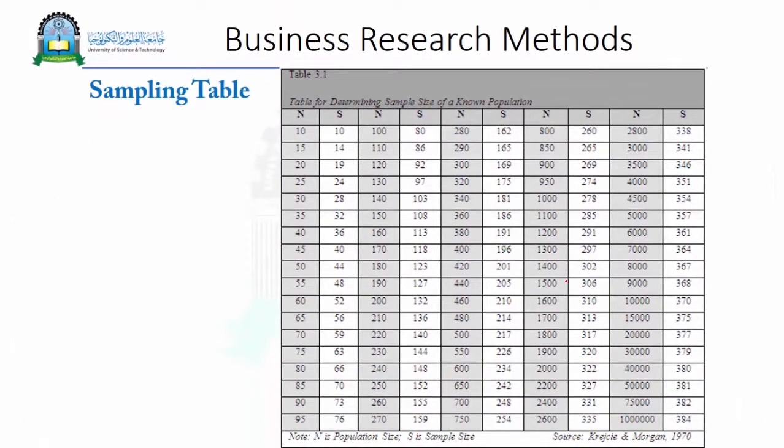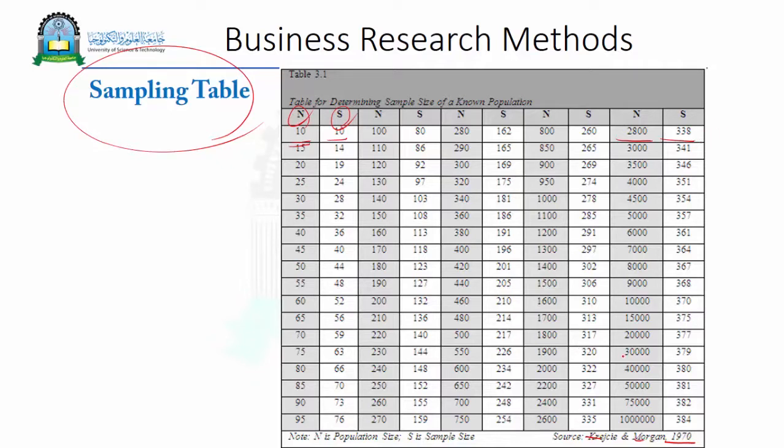And this is what we call the sampling table I have just mentioned, by Krejcie and Morgan, 1970. They determined, according to statistical equations, the size of the sample for every population number. The N stands for the population, and S stands for the sample size. Starting with a population of 10, the sample is going to be 10. But when you go to a population of 2,800, the sample is going to be 338.